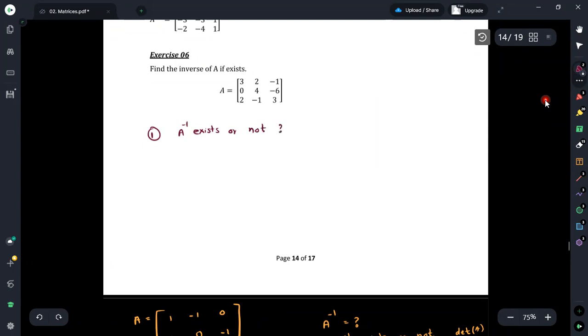To check this, we can obtain the determinant of matrix A. Using the determinant of matrix A, we can check this. Then we need to obtain the adjoint of matrix A. To obtain the adjoint of the matrix, first we need to obtain the minors, and then we need to obtain the cofactors. To obtain the cofactors, we can combine the minors with the sign pattern. Then we need to obtain the transpose of the matrix.